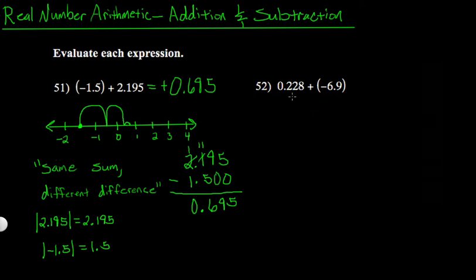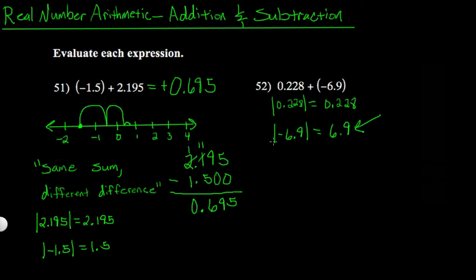Looking at number 52, we can apply the same logic. Same sum, different difference. Well, we can see here that the signs of these two numbers are different. This is a positive number. This is a negative number. So we're going to use different difference, meaning that we're going to look at the numbers in absolute value. So we'll look at the absolute value of 0.228, which of course is 0.228. And we'll look at the absolute value of negative 6.9, which is 6.9. All right, and we can obviously see that this one is larger in absolute value.